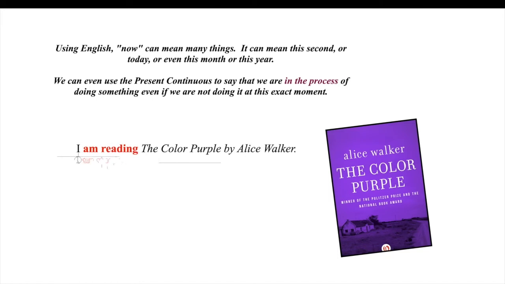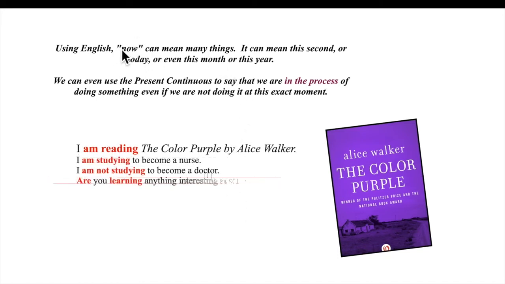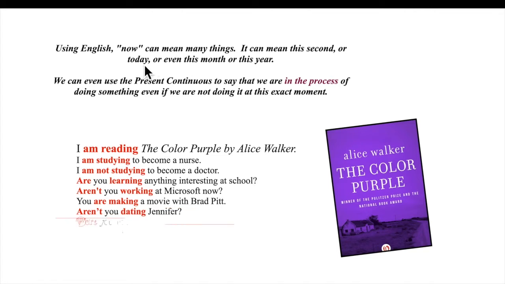Using English, now can mean many things. So you should know that now doesn't always mean exactly right this minute. It can mean this second, or today, or even this month, or this year. We can even use the present continuous to say that we are in the process of doing something, even if we're not doing it right this minute.